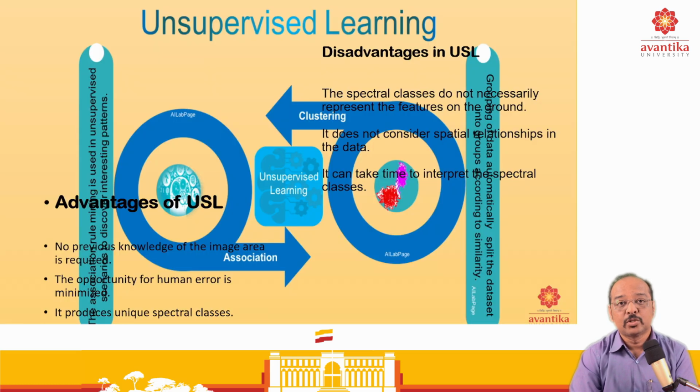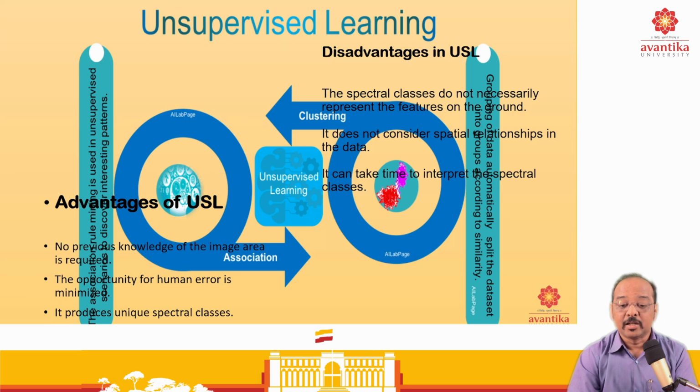But like supervised learning, there are some shortfalls and some advantages. The most beautiful advantage of unsupervised learning is that no previous knowledge is required, and the opportunity for human error is very minimal. It produces unique spectral classes. But there is another side of the coin, where the disadvantages have been proven. Spectral classes do not necessarily represent the features. So feature analysis is a big deal for unsupervised machine learning types.